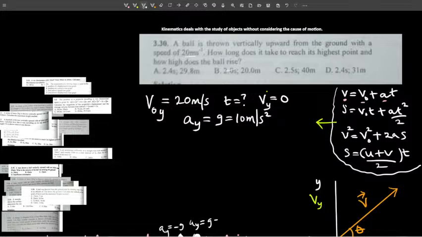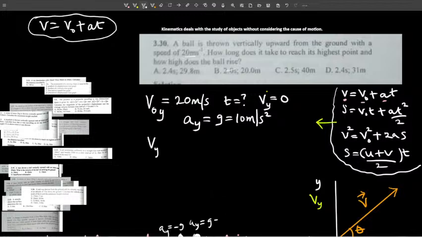So we continue. So how do we solve this? We have V, we have V naught, we have A, we have T. From the traditional formula, we have V equals V naught plus AT. If I write this now in the Y component, let's rewrite everything here. Let's write it now in the Y component. So what's going to be? Vy equals V naught Y plus AYT.